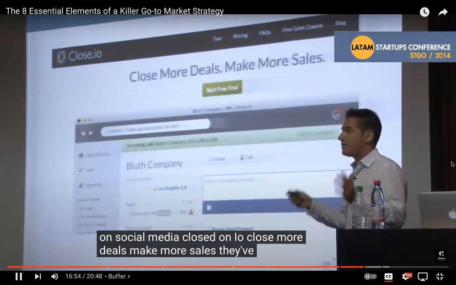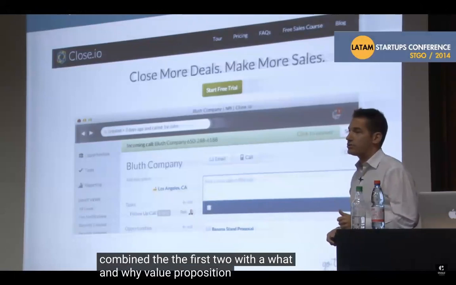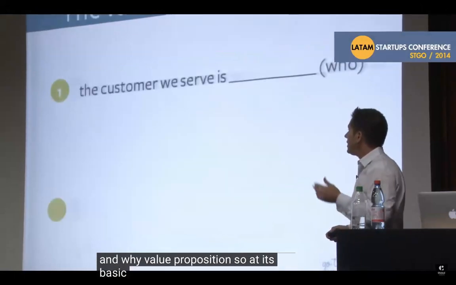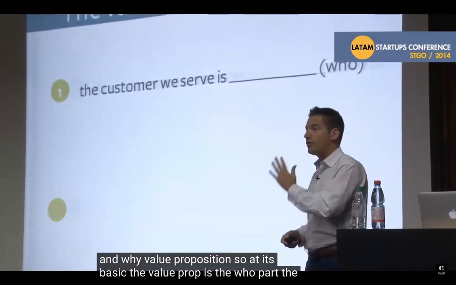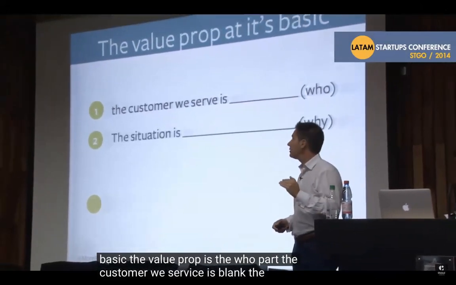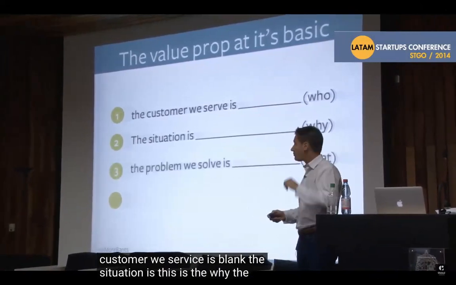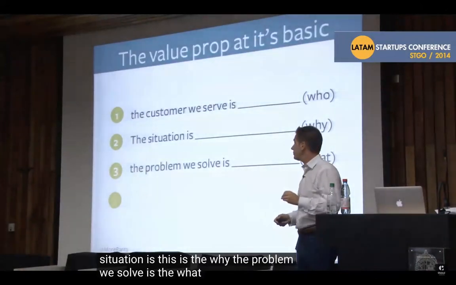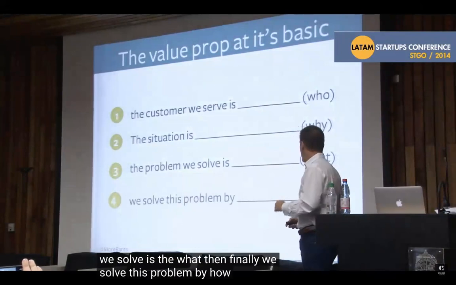Make more sales. They've kind of combined the first two with a what and why value proposition. So at its basic, the value prop is the who part: the customer we service is blank. The situation is the why. The problem we solve is the what. And then finally, we solve this problem by how.